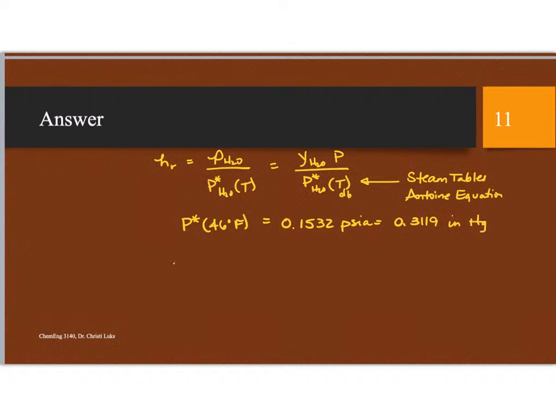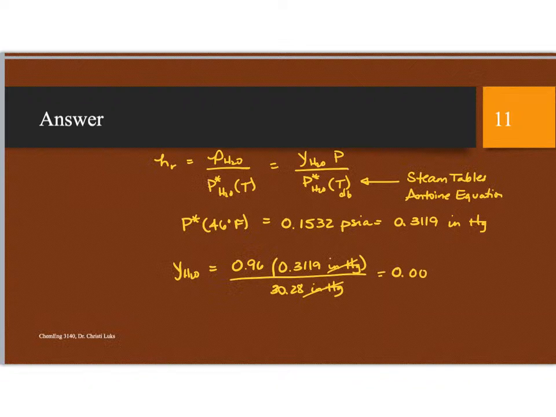Therefore, I can solve for Y of the water: it is the relative humidity, 96%, times the vapor pressure, divided by the total pressure. I want those units to cancel, so I selected appropriately. And so the mole fraction is 0.00989 moles of water per mole of dry air.